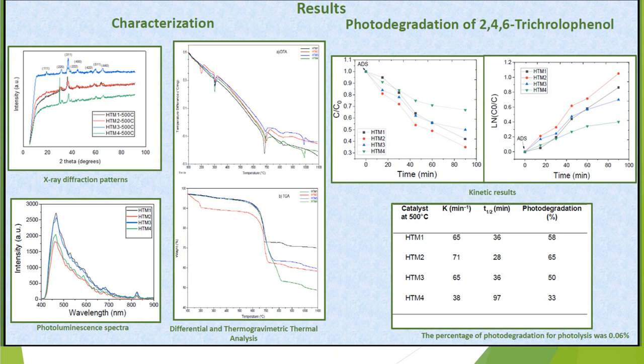This table shows the kinetic data of the rate constants and the half-life of the photodegradation process of 2,4,6-trichlorophenol. The kinetic data confirm that the HTM2 catalyst is the one with the best activity by showing a kinetic constant of 71 minutes and a half-time of 28 minutes. With respect to the catalysts, HTM1 and HTM3 have the same kinetic constant and the lowest activity with only 33% degradation.